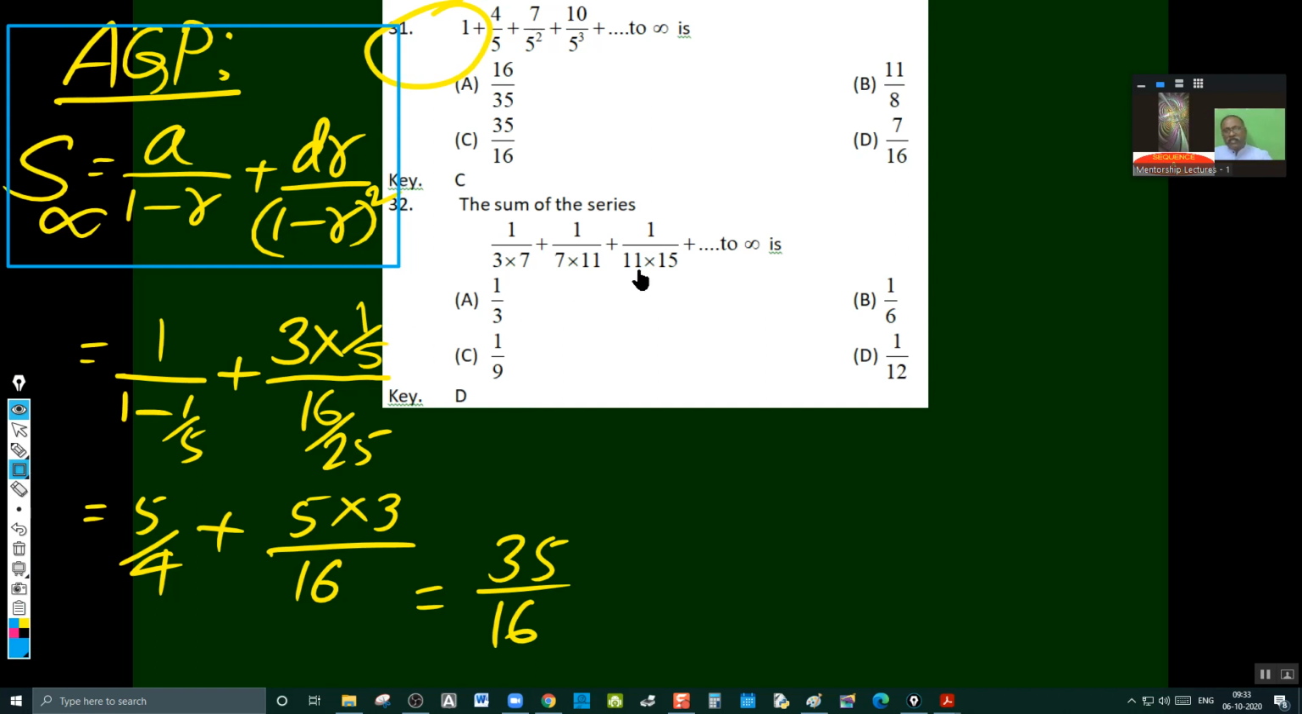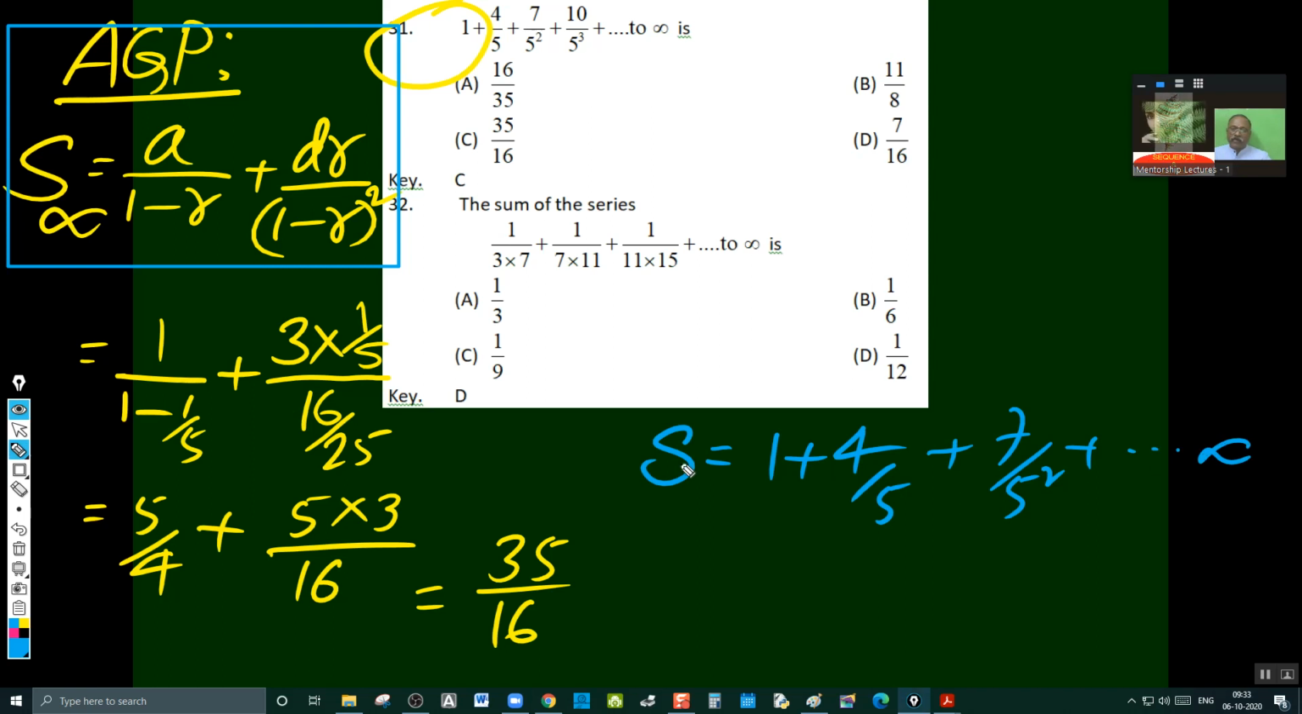What they did is they applied the process of the method of derivation. That means we take it as straight away s is equal to 1 plus 4 by 5 plus 7 by 5 square and so on up to infinity. Then multiply with r here, that is 1/5 of s. Then 1 by 5 plus 4 by 5 square plus 7 by 5 cube plus and so on up to infinity.